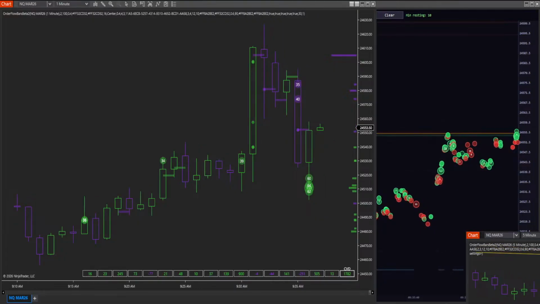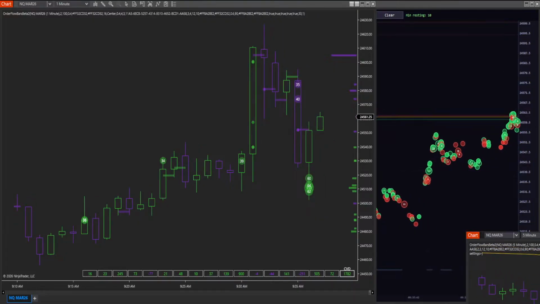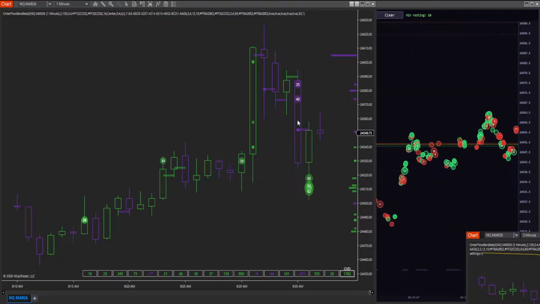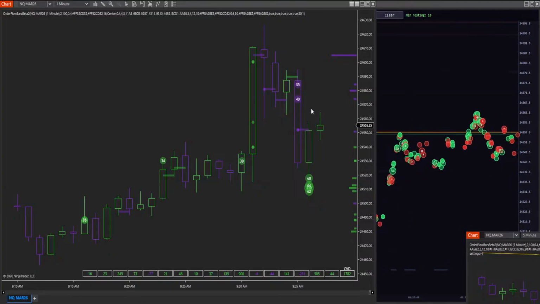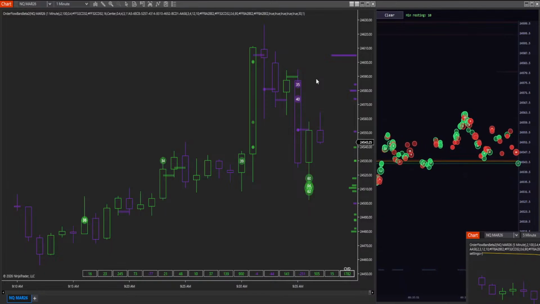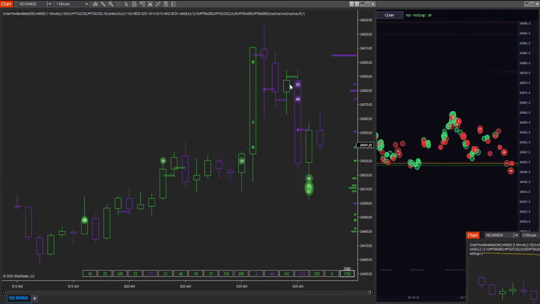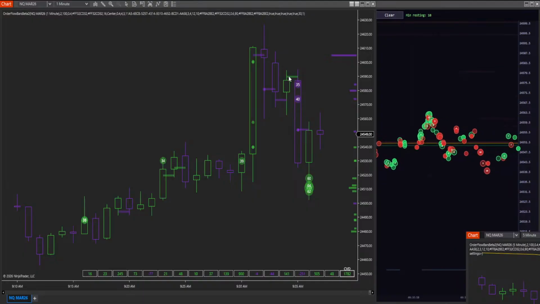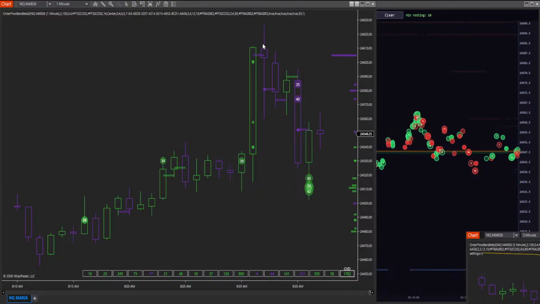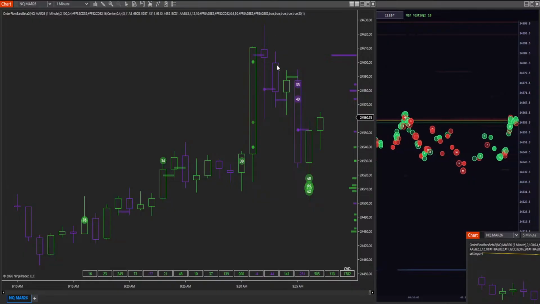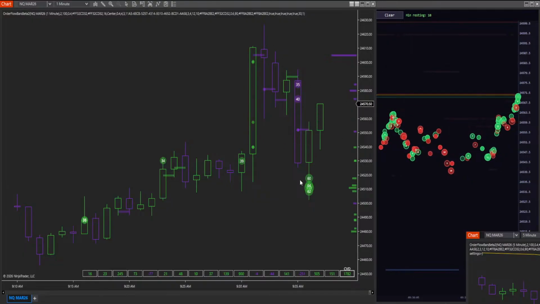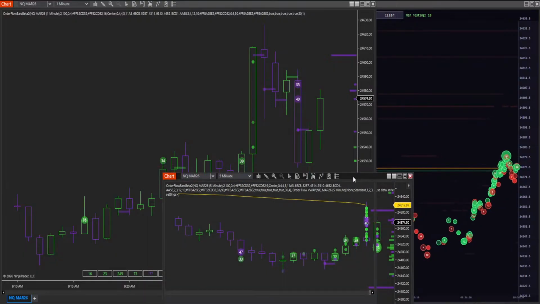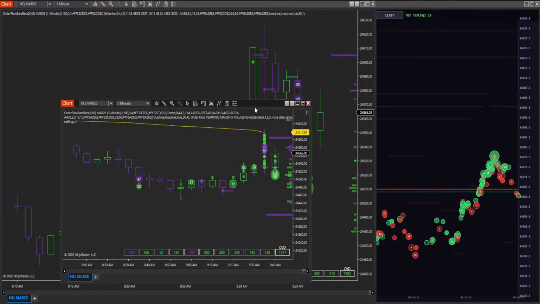Another thing I like to do, so this would be kind of hard to try and catch a long scalp right here because for one, we're below the VWAP, and second of all, you got these sellers up here. Then right up here, you had a buy imbalance that got absorbed. So this is not ideal for me.